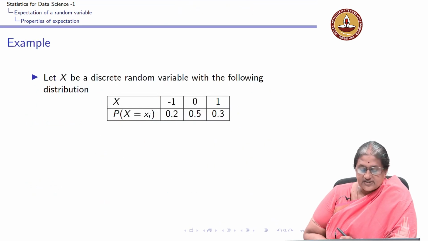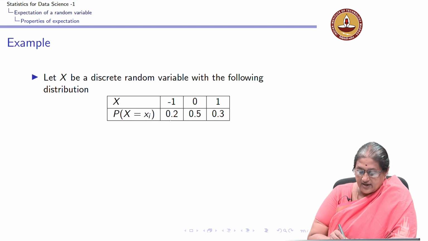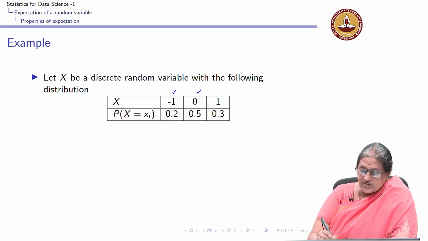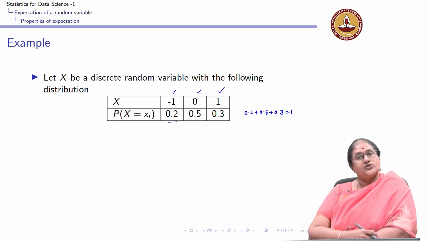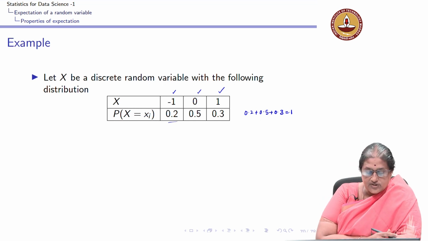So, now let us look at a simple example where X is a discrete random variable with the following distribution. Again, is this a probability mass function? X takes the values -1, 0 and 1. Yes, this is a probability mass function because 0.2 plus 0.5 plus 0.3 equals 1. So, it is a probability mass function. I have each probability greater than or equal to 0.